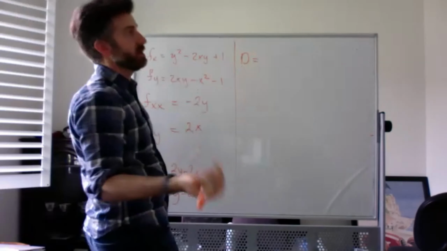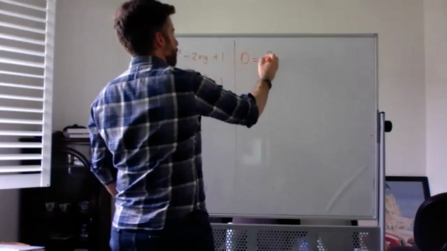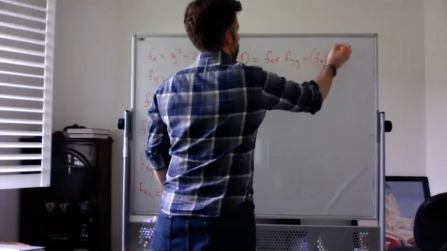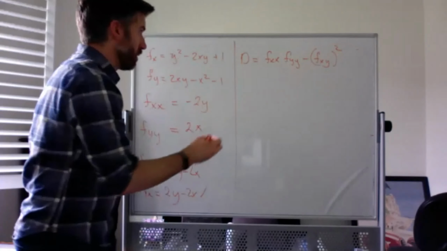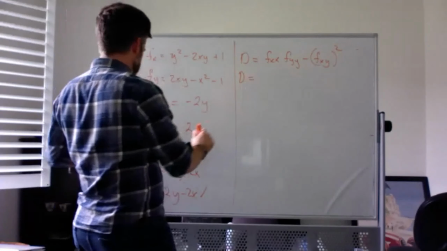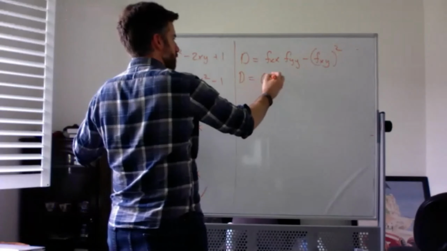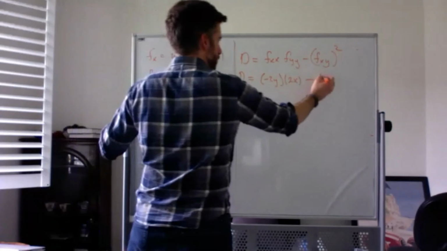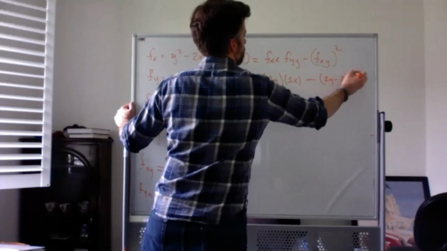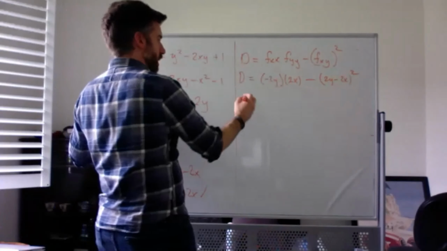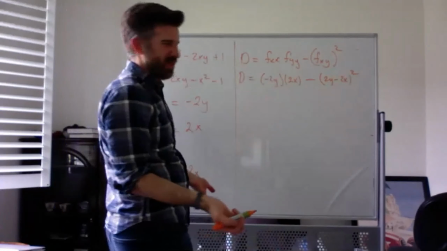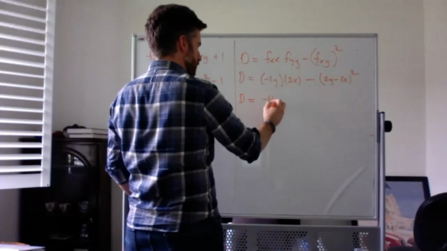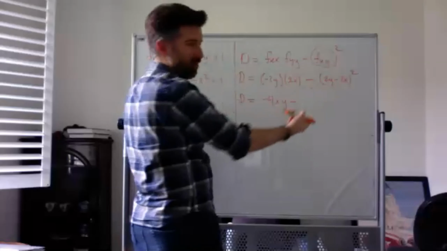calculate the determinant of the Hessian, which is fxx times fyy minus fxy squared. And we're going to plug in our critical points. Well, first, we're going to write it out. So it's going to be negative 2y times 2x minus this quantity squared. I don't really want to simplify it. If I was going to simplify, I would only do this. I don't really feel like multiplying that out is helpful.